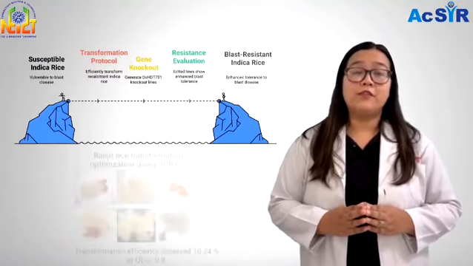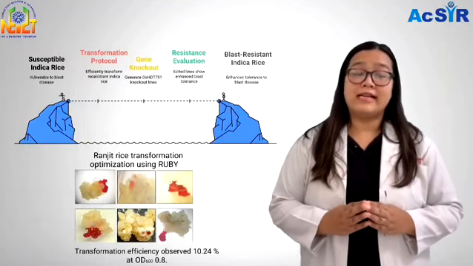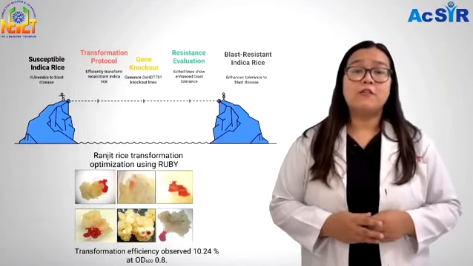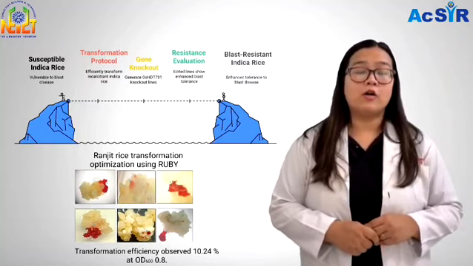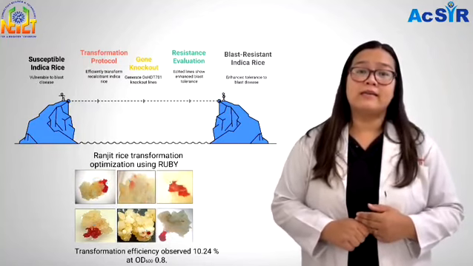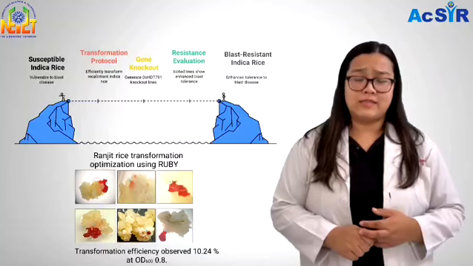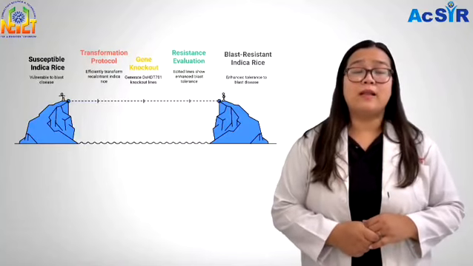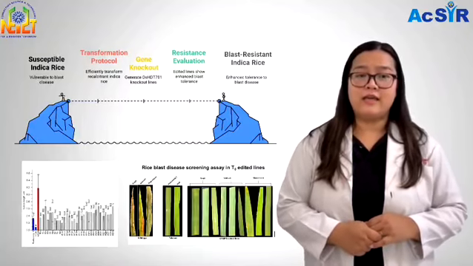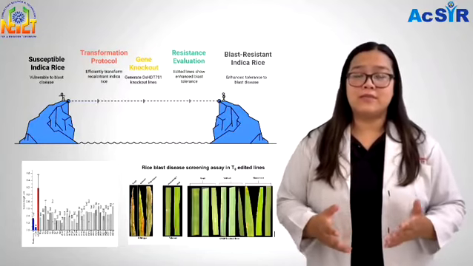Key research findings of my work are development of an efficient transformation protocol for recalcitrant indica cultivars, and generation of OsHTT701 knockout lines with biallelic and homozygous edits validated by Sanger sequencing. Edited lines showed enhanced blast tolerance with reduced lesion length. However, further evaluations in subsequent generations are required.